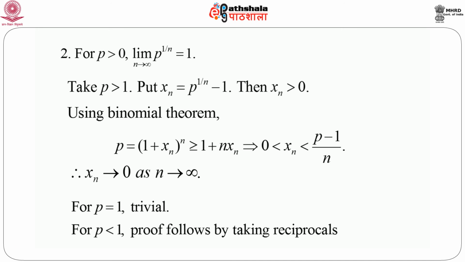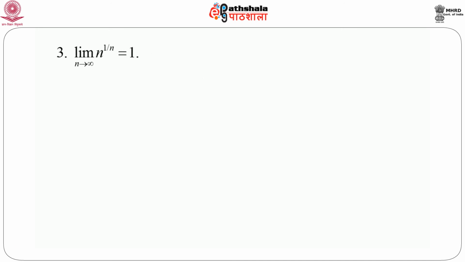The next and last sequence that we are going to consider today is n to the power 1 by n, and we will show that limit as n goes to infinity of n to the power 1 by n equals 1. Again, put xn equals n to the power 1 by n minus 1. It is clear that if we put n equals 1, then 1 to the power 1 is 1. If we put n equals 2, then 2 to the power half is greater than 1. So for every value of n, n to the power 1 by n is greater than 1, and hence xn, which equals n to the power 1 by n minus 1, is greater than 0.